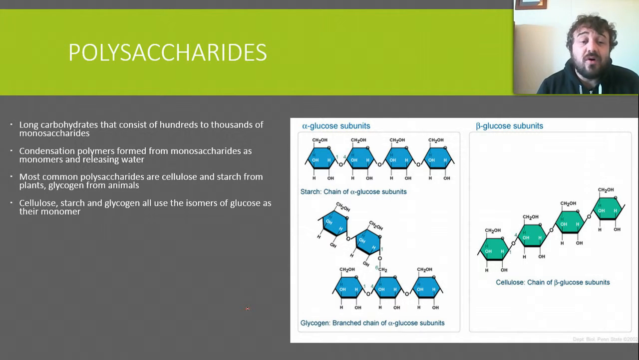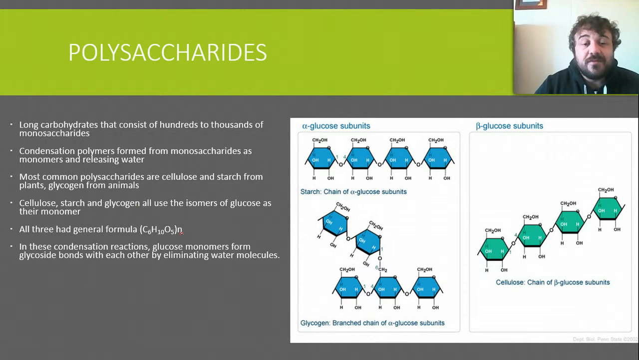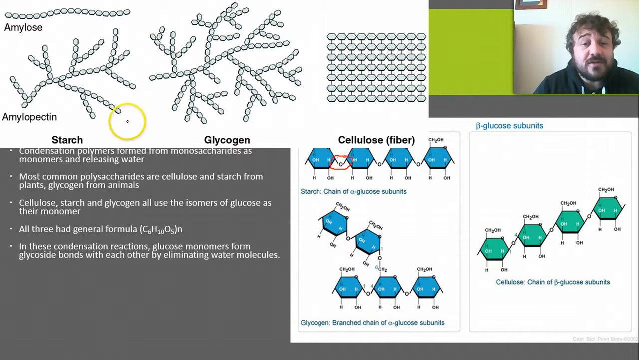Cellulose, starch, and glycogen all use glucose as their monomer, which is why we're focusing on them, because they're the simplest ones. They just use glucose over and over. Now, they all have the general formula, so it's using glucose of this, and n being however many monomers there are. So the glucose monomers form glycosidic bonds or glycoside bonds with each other. And the glycoside bond, by the way, is just C-O-C. That's the glycoside bond. So that one there is your glycosidic bond. We'll talk more about that next lesson. And they eliminate water molecules. And this is what they look like.